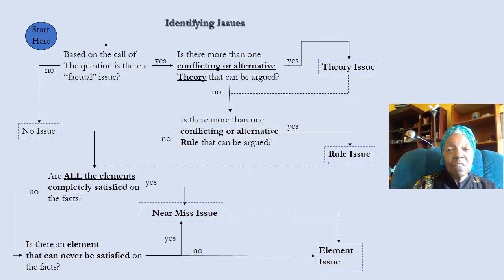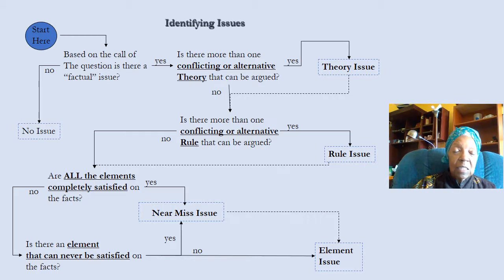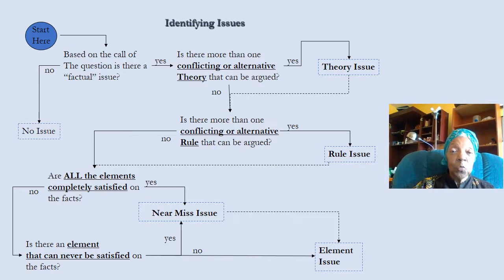You say yes, then you've got to say, is there more than one conflicting or alternative theory, concept, cause of action, defense that can be argued? Yes, you have a theory issue. Highlight it, write it out, discuss it. No, then it means you had one, because you've got to have at least one theory, one concept, one cause of action, one defense.